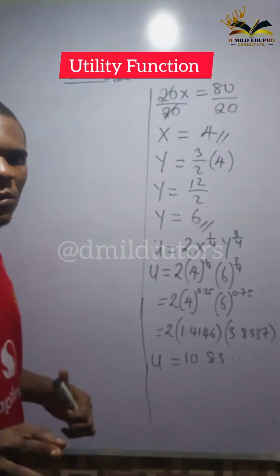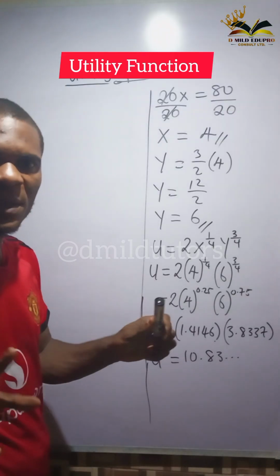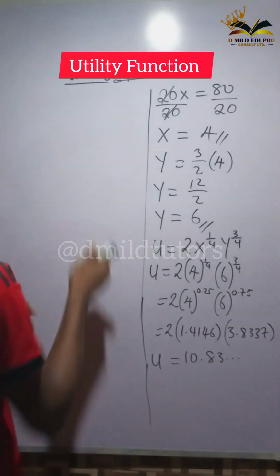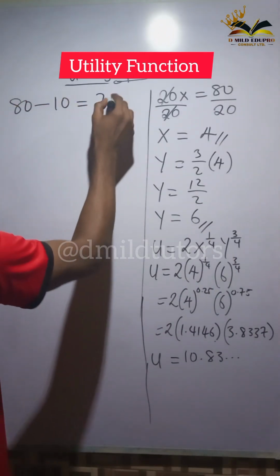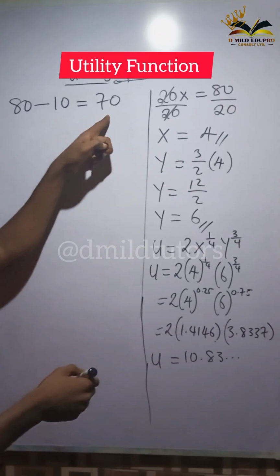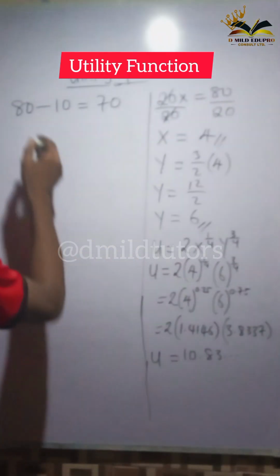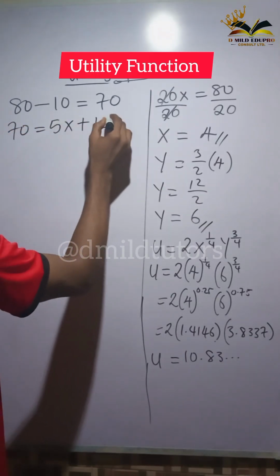Now remember that the lump sum tax affects the income directly. It does not depend on consumption. It affects the income directly. And if the entire income is 80 at first, with the imposition of the lump sum tax, you're going to have 70 entirely. So this 70 now is going to replace our income budget, which is now going to be 70 equals 5x plus 10y.